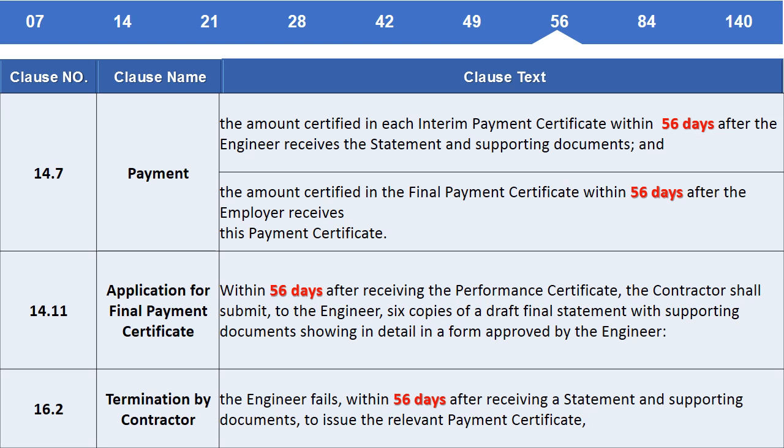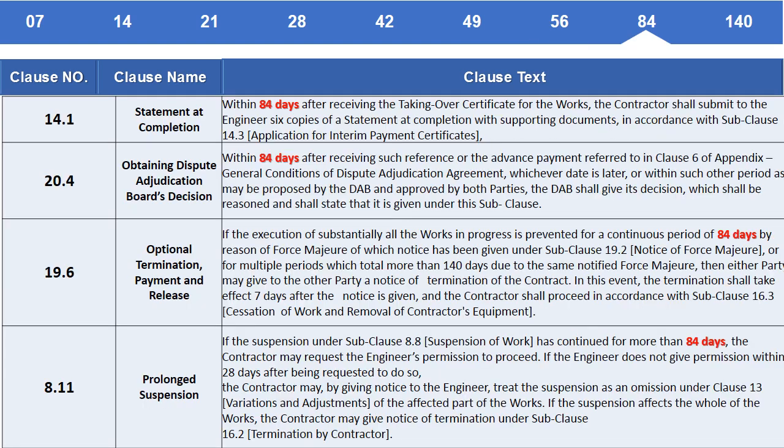Clause 16.2 Termination by contractor. The engineer fails, within 56 days after receiving a statement and supporting documents, to issue the relevant payment certificate. Clause 14.1 Statement at completion. Within 84 days after receiving the taking over certificate for the works, the contractor shall submit to the engineer 6 copies of a statement at completion with supporting documents, in accordance with subclause 14.3 Application for interim payment certificates.